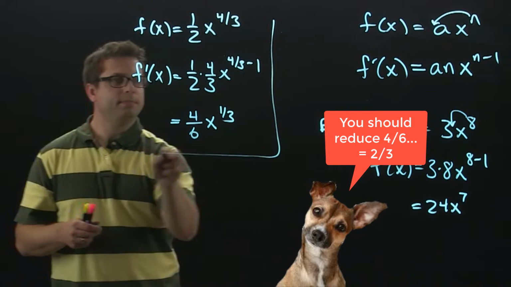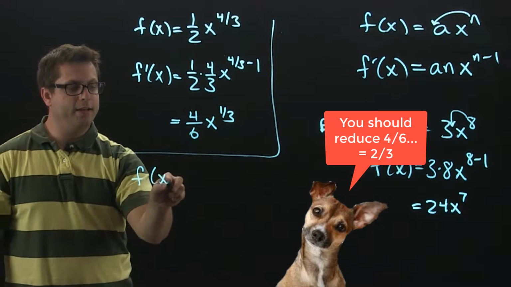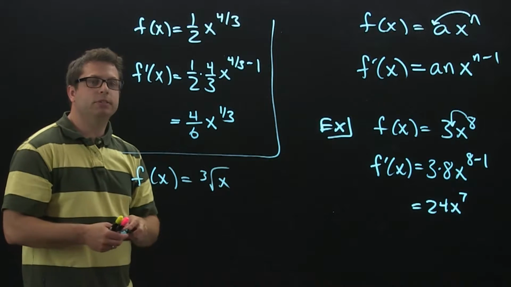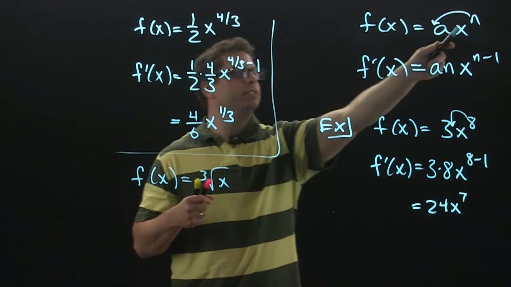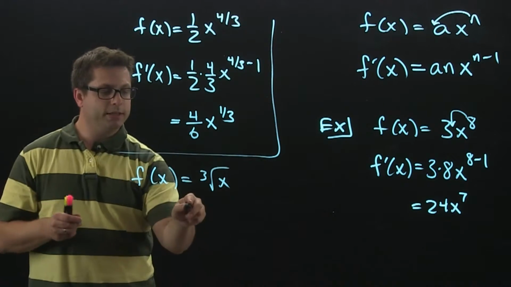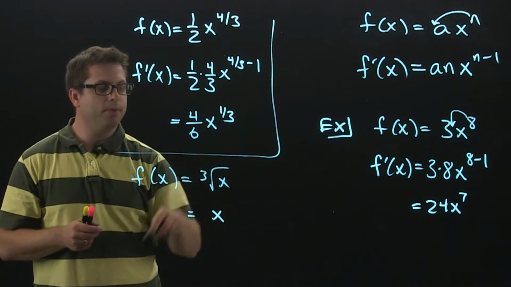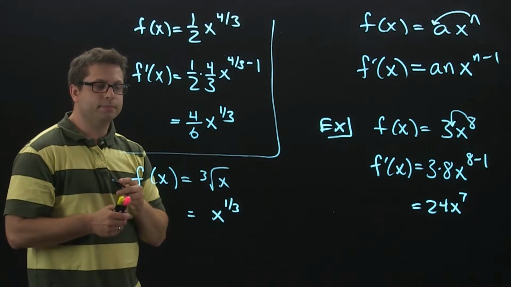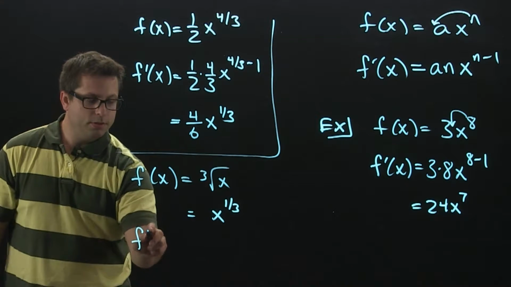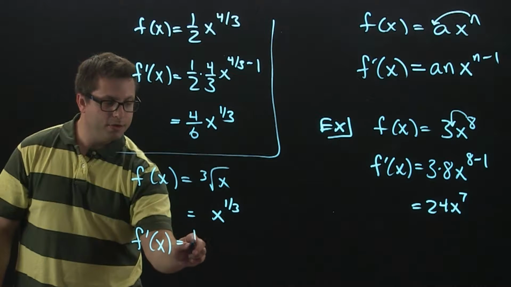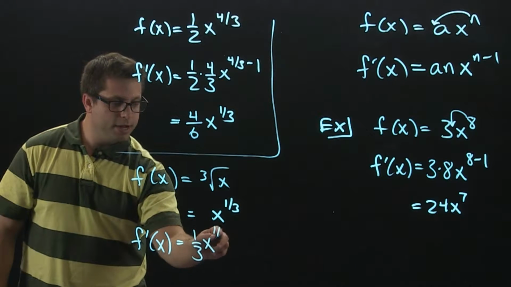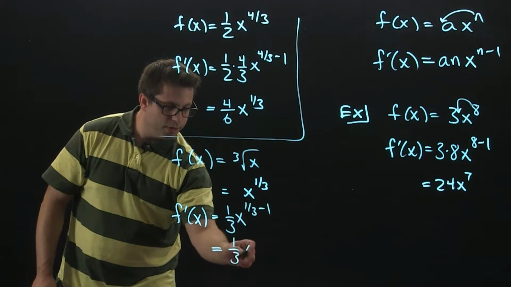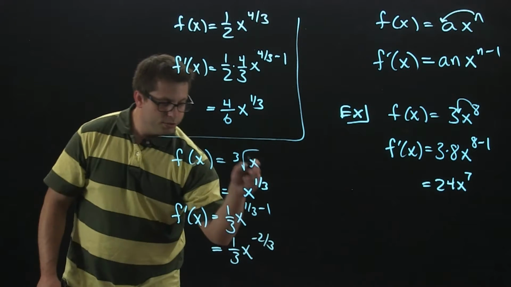Now what about functions that have radical signs, like the cube root of x? In order to get it into the right form, again, this form up here, you have to rewrite this function so that it is x to a power. Now, the cube root of x is x to the 1/3 power. So all we're going to do is bring the 1/3 down and then subtract 1 off of the exponent. So the final answer would be 1/3 x to the negative 2/3.